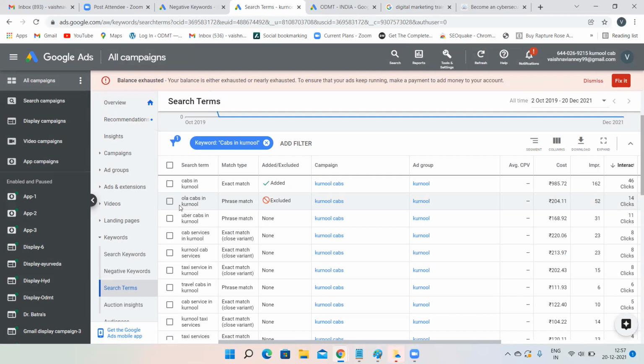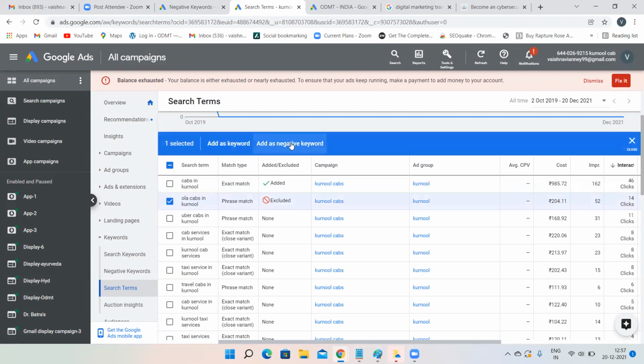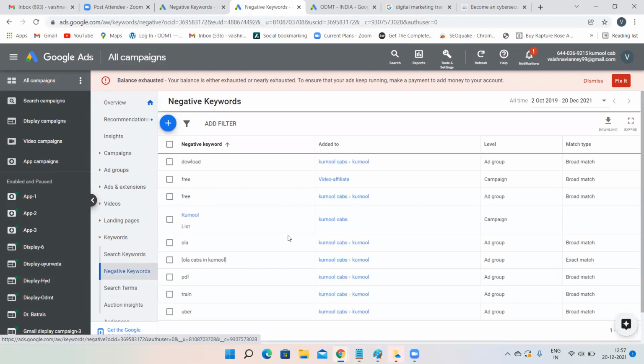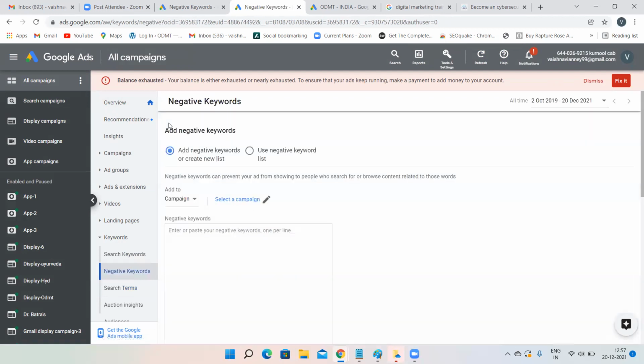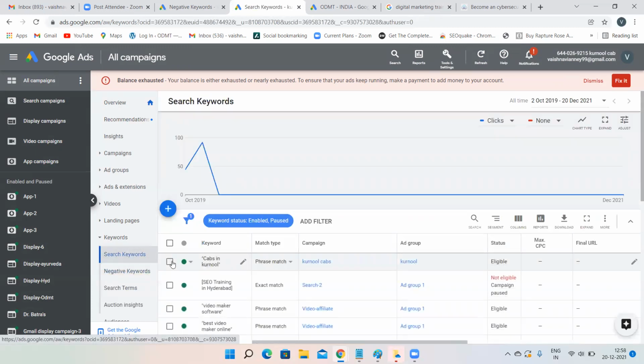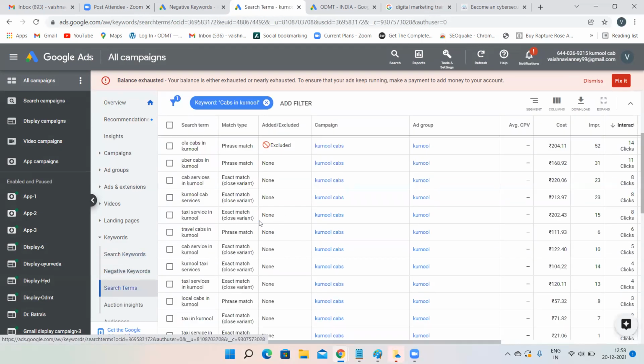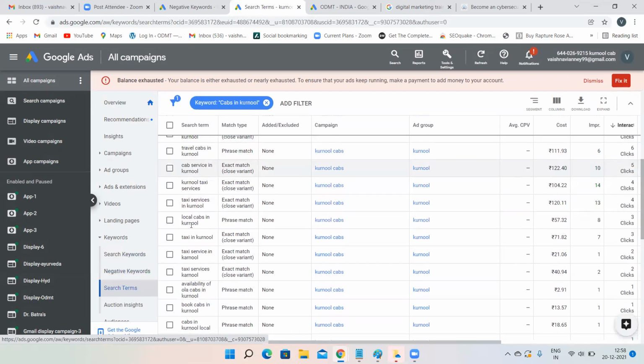So what we have done, simply we have selected this and we have turned it as add as a negative keyword. You can turn this particular keyword as add as a negative keyword like this, or same like what I have told now, free and all, how we have done, just go into negative keywords and you can add it over here. See all the negative keywords, whatever you want to add, you can add it over here. It's up to you. However you want, you can do it. Now add cabs in Kurnool. This was a keyword we have targeted. See how people are searching. Uber cabs in Kurnool, people are searching. Taxi service in Kurnool, people are searching.